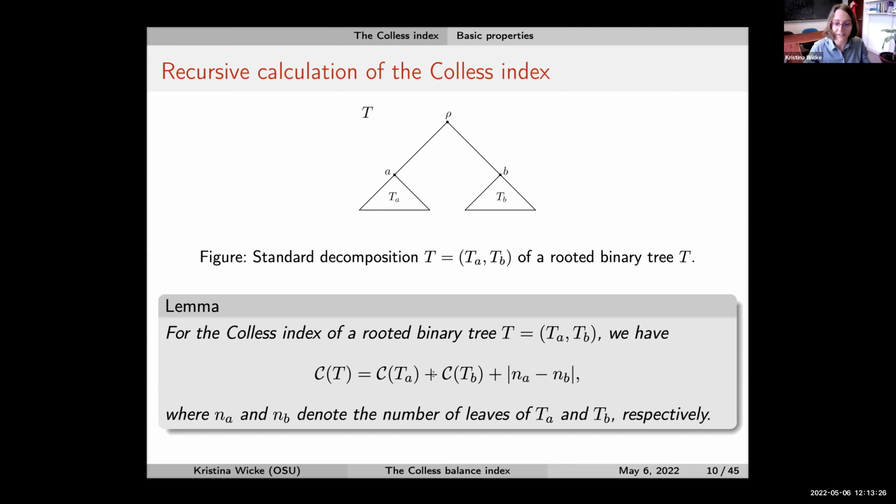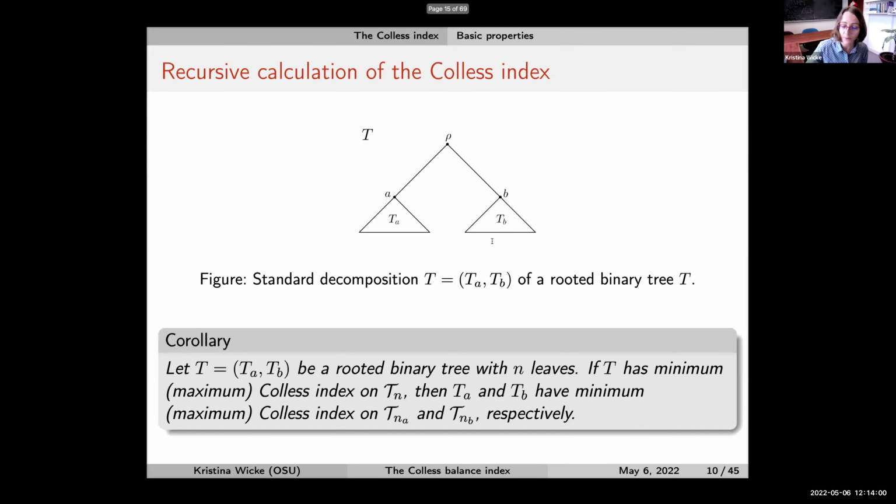And this lemma is very straightforward to show, because since the Colless index was the sum over all interior vertices, we simply partition the set of interior vertices into those that are in TA and those that are in TB, and then we're left with the root. And so this gives this |NA − NB| term. Okay, so that's a very straightforward property, but it turns out to be very useful in proofs, because this allows you to prove things by induction, for example.